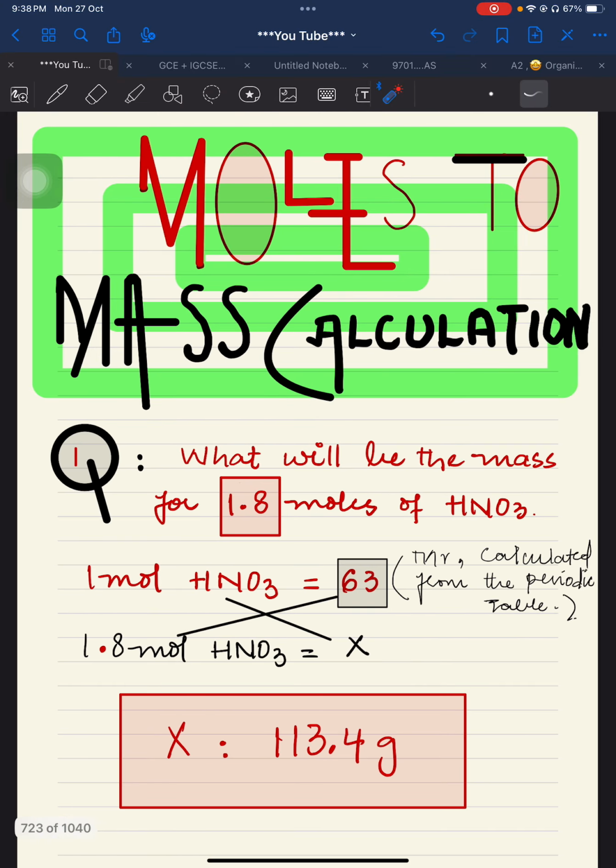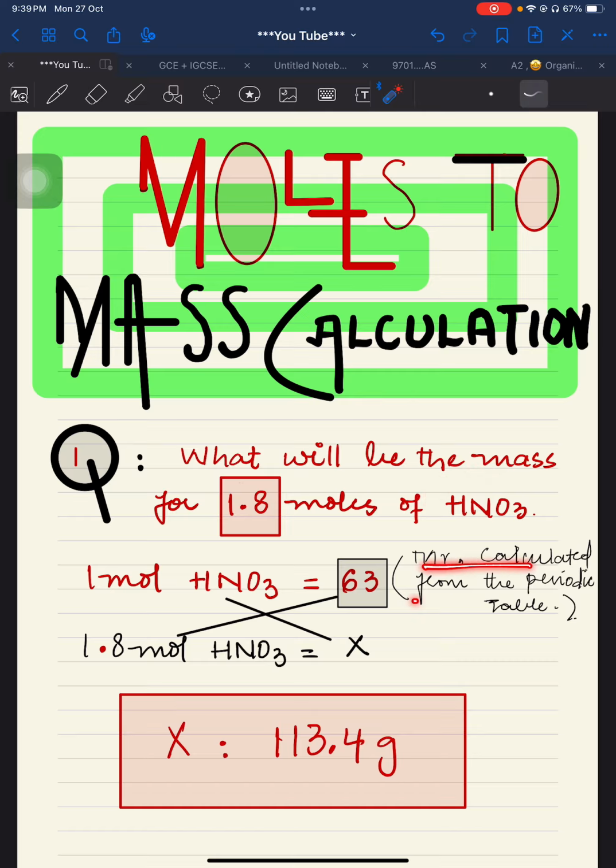Okay, now we are on a very important type of concept. I must say that it is moles to mass calculation. The examiner can ask you to calculate mass from these moles, to calculate moles from this mass, etc. So such types of interconversions can be asked in the moles concept. Okay, what will be the mass of 1.8 moles of nitric acid? HNO3 is nitric acid.